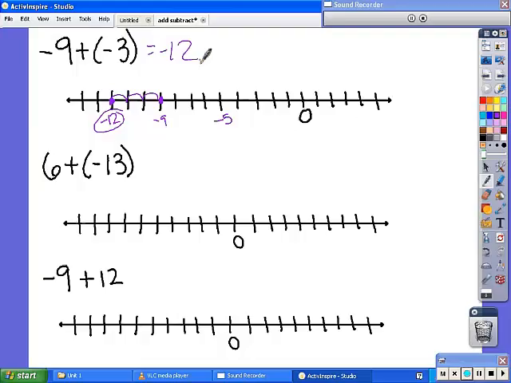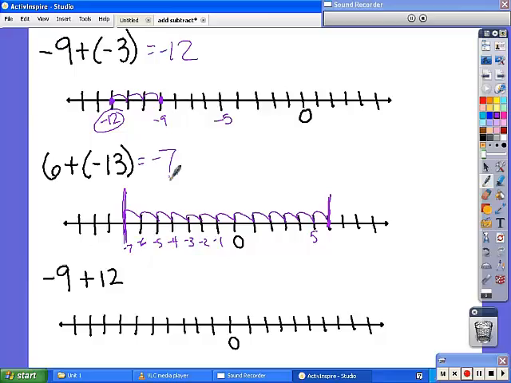-12. Okay, 6 plus -13. Again, if you like the football example, we got a 6-yard gain here. All right, so this is where we are right now. And then we had a loss of 13 yards. So from here, we're going to go 1, 2, 3, 4, 5, 6, 7, 8, 9, 10, 11, 12, 13. Let's see where we are. -1, -2, -3, -4, -5, -6, -7.